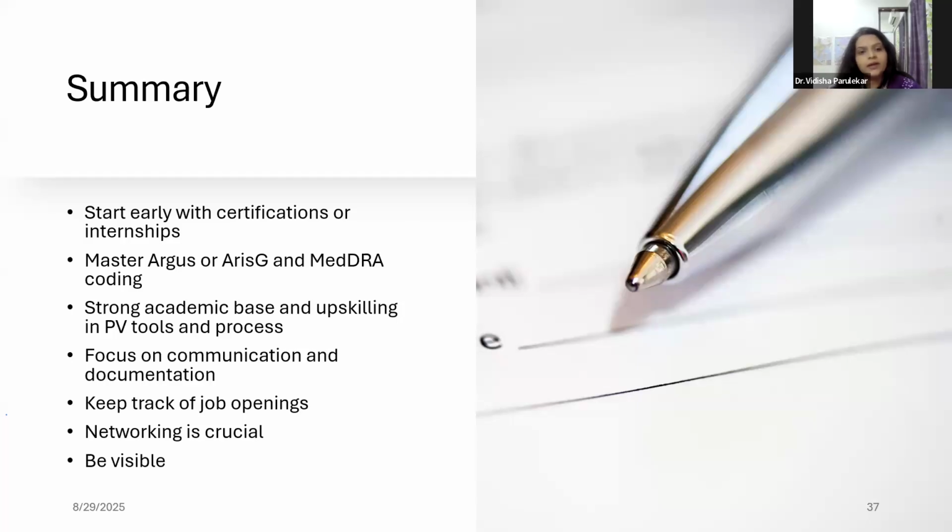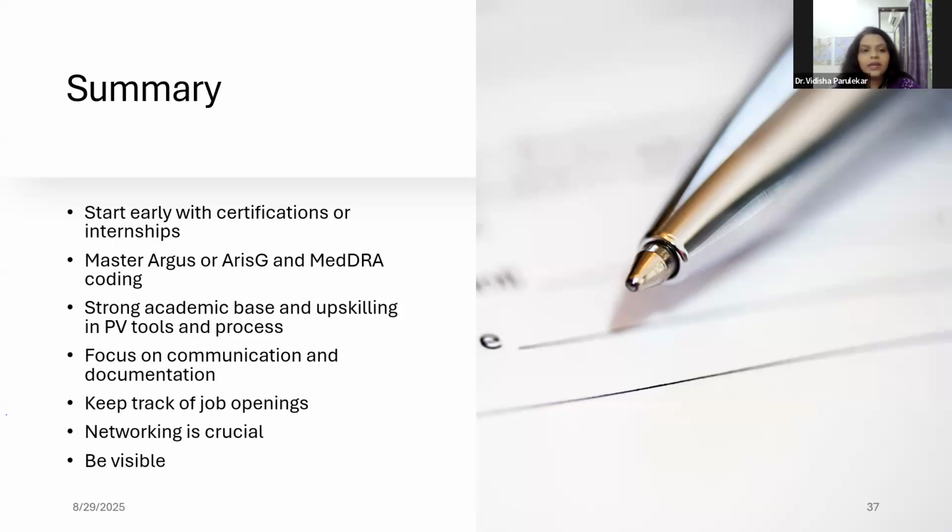Then definitely strong academic base and upskilling in PV tools and processes, good communication, documentation. If you have time, you can also publish something, because if you publish something, you'll be visible. Later on, it will be very important for skill development that you have good writing skills, or if you're presenting somewhere, good presentation skills. All these soft skills make it very easy to uplift your CV. So it's good to do that.